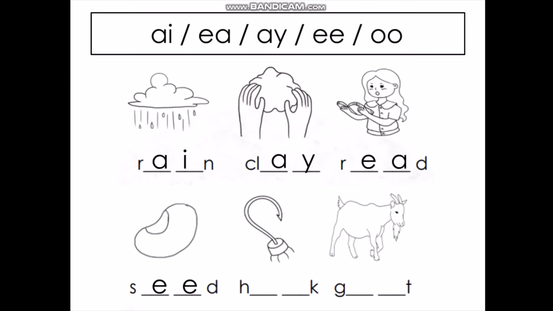Next. What is this one? And what should we put there? Right. We should put O, double O. And lastly, what is this picture and what should we put here? This, or this? Good job. It's O-A. So now let's read it. Rain, clay, reed, seed, hook, goat. Now your turn to read.